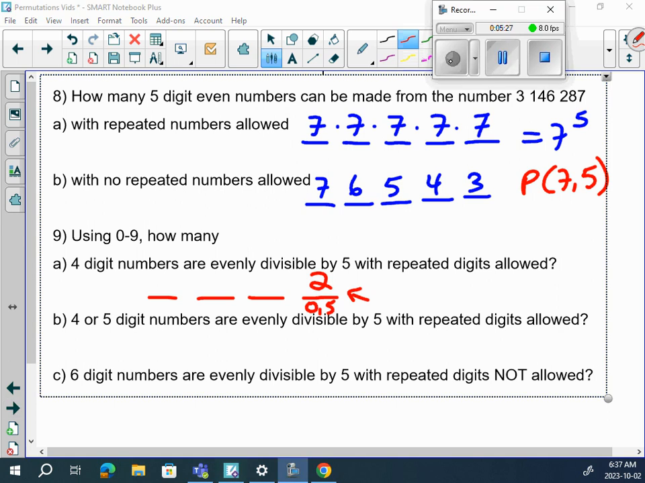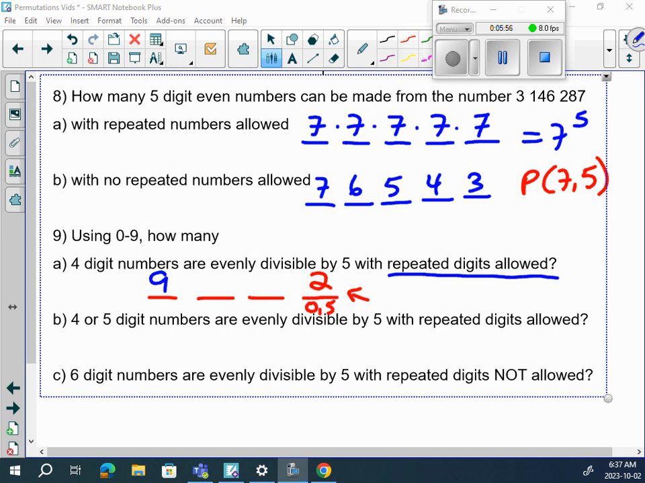After that, because in this case repeated digits are allowed, there's really nothing else that's particularly specific. I was thinking ahead to part B when I started talking here. So that leaves me 0 to 9, so I have 9 possibilities out here. Right, because repeated digits are allowed, so even if I use the 5, it's fine to use it again.